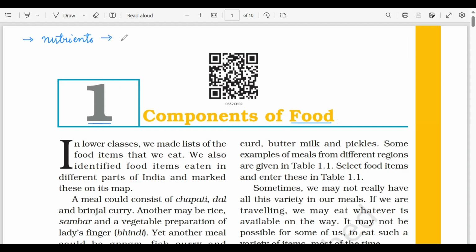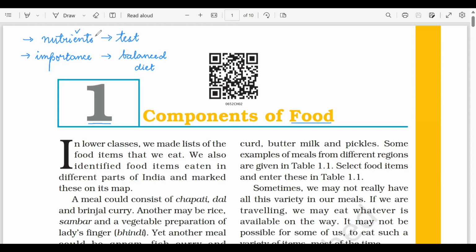We will also understand how to test the presence of these nutrients. We will understand the importance of these nutrients in our diet. And lastly, we will learn about a balanced diet. So इस chapter में हम ये सारे topics को cover करेंगे.